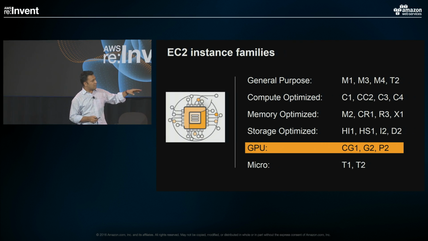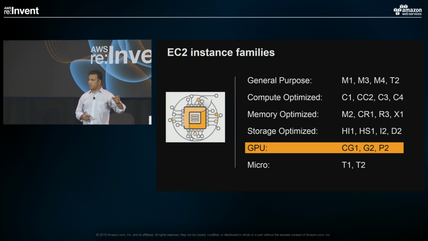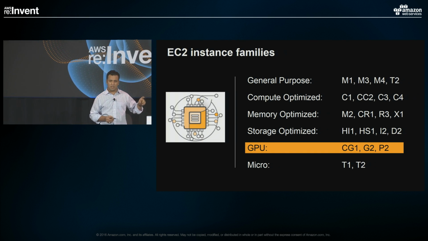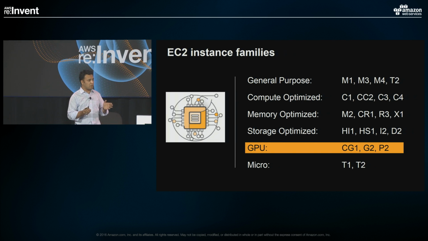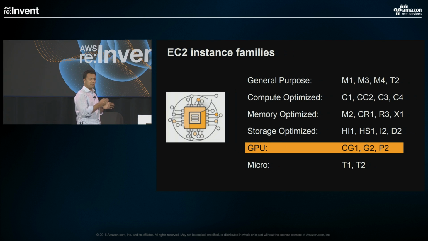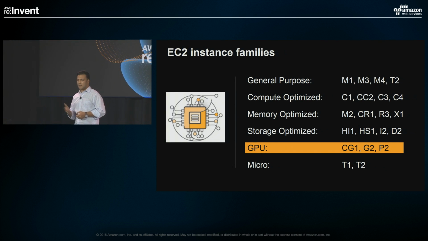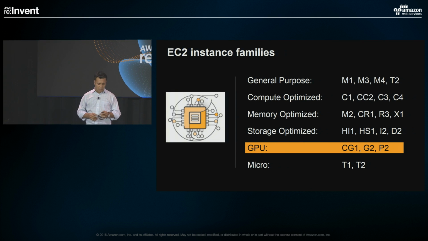For GPU instances, we launched our first GPU instance family, CG1, in 2010. So we have done this for a while now, almost 6 years. And in 2013, I believe, we launched our G2 instance family. Our customers across the board have used G2 instances for many years for various use cases, and I'll talk about those use cases as well. And then the latest generation of GPU instances is the P2 family that got launched about a month ago.